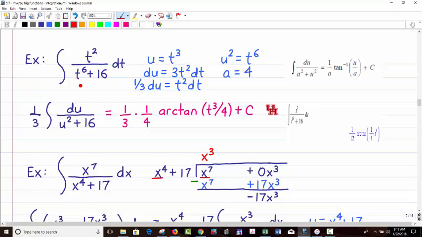I'm looking for something that when I take the derivative of it, it'll give me t squared on top, and then when I square it, it'll give me t^6. So obviously, t cubed would be the correct power for u here, because the derivative of t cubed will give me 3t squared, and then divide both sides by 3. So then now your numerator t squared dt can be replaced by 1/3 du. And then, of course, u squared will give you that t to the 6 on the bottom. And then a will be the square root of 16, which is 4. So now it fits the arctan perfectly.